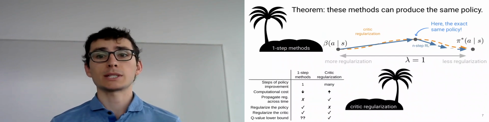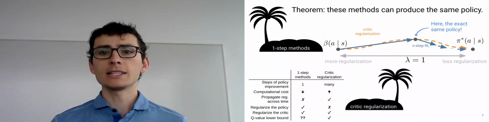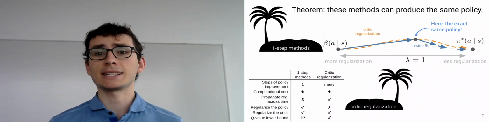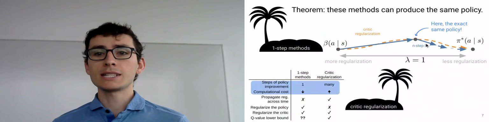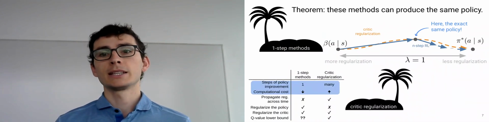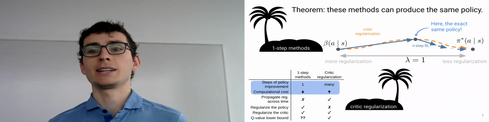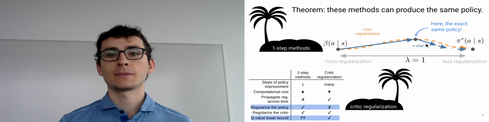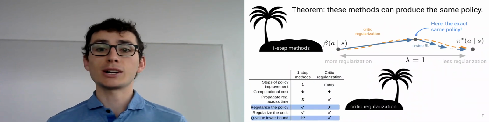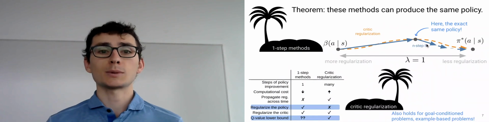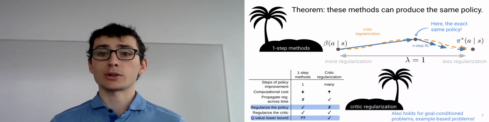The reason this theoretical result is surprising is that on the surface, these methods appear quite distinct, even if intuitively both are motivated as avoiding unseen actions. For example, while critic regularization is a multi-step reinforcement learning method, this result says that there is sometimes a shortcut where you can get the same answer using just one step of policy improvement. It also suggests that these methods might share certain properties. We've also extended our results to goal-conditioned problems as well as other problems.